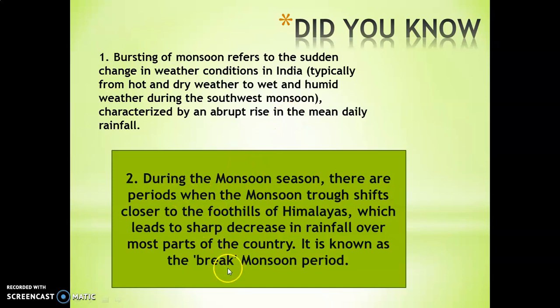Next is break in monsoon. We know that if we see different states, some parts receive more rainfall and some parts receive less rainfall. When the southwest monsoon winds approach toward the Himalayas and enter the central part of India, then the other parts of India except the central part receive less rainfall because the wind has already shed moisture in those parts. So that is break in monsoon.